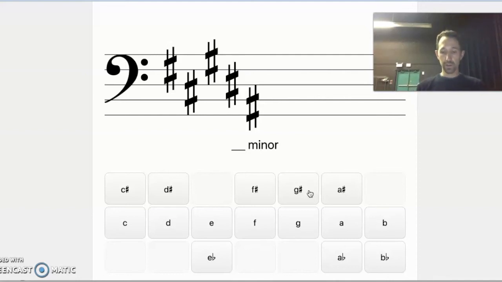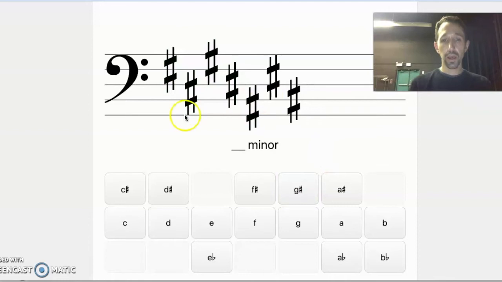B major versus G sharp minor. Different home base, different context, same key signature.